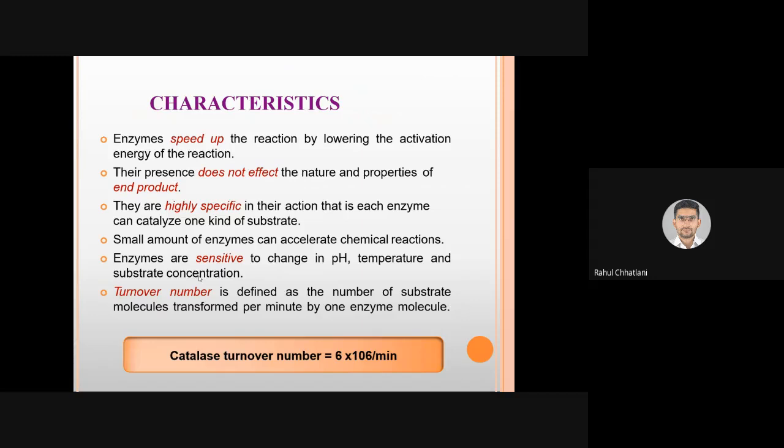Enzymes speed up the reaction by lowering the activation energy of the reaction. So enzymes will greatly speed up the reaction. Speed of the reaction means A plus B gives C in 1 hour. Yes, so in presence of enzyme, that A plus B will give C in 10 minutes. Yes, so that is the difference an enzyme will make. Their presence does not affect the nature and properties of the product. Yes, it will change the substrate, it will attach to the substrate so that the enzyme substrate complex forms, but it will never change the properties of the product. The product that forms, its properties it will never change. If it does, it is not an enzyme.